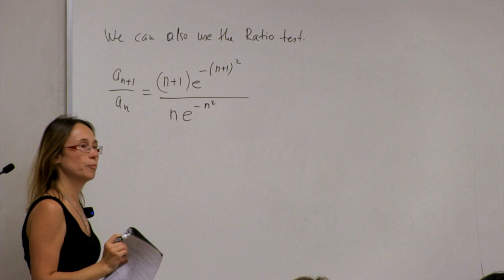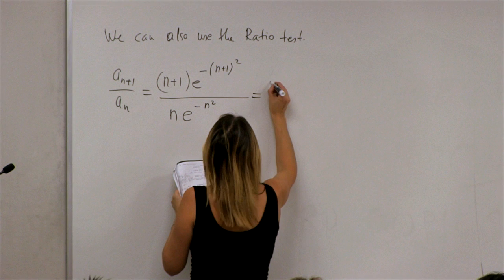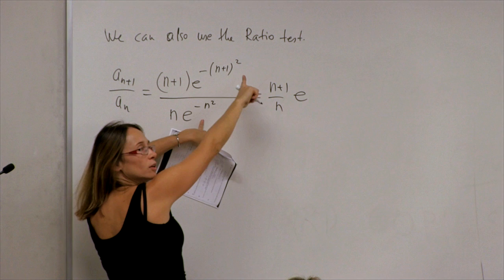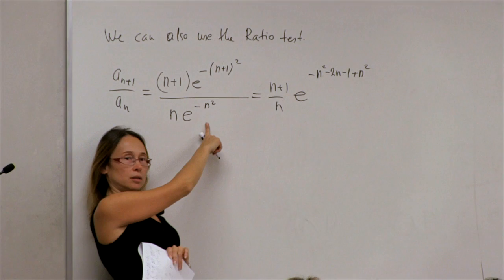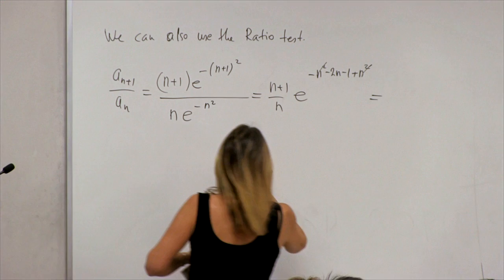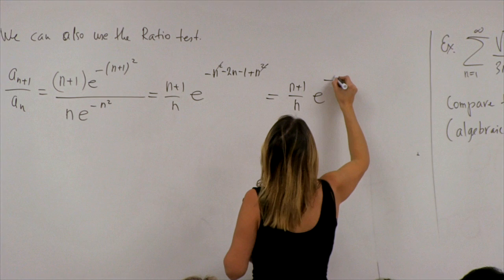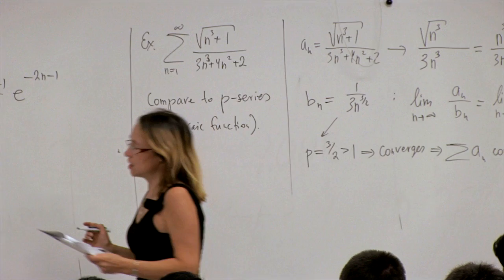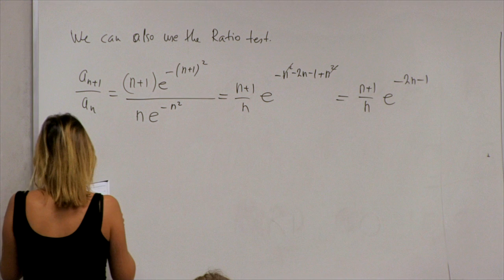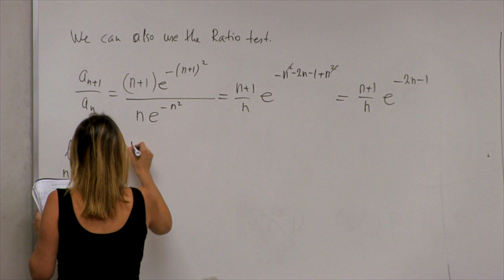Let's simplify it a little bit. (n+1) over n, and I'm going to bring the denominator's exponent over with a plus sign and expand this expression: minus n squared minus 2n minus 1 plus n squared. So I'm manipulating the exponents, and these two guys cancel. So I have (n+1)/n times e^(-2n-1). I'm doing the limiting ratio test. I want to take the limit of this guy and show that it goes to something that's less than one.